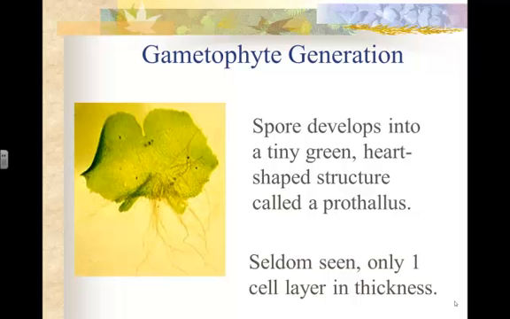And from a spore, then what develops is this tiny green heart-shaped structure that's called a prothallus. It's only around like 7 weeks, so you don't see it. It's only one cell layer in thickness, so when you look at that, you would never guess that that's a fern. So that's not its dominant generation.